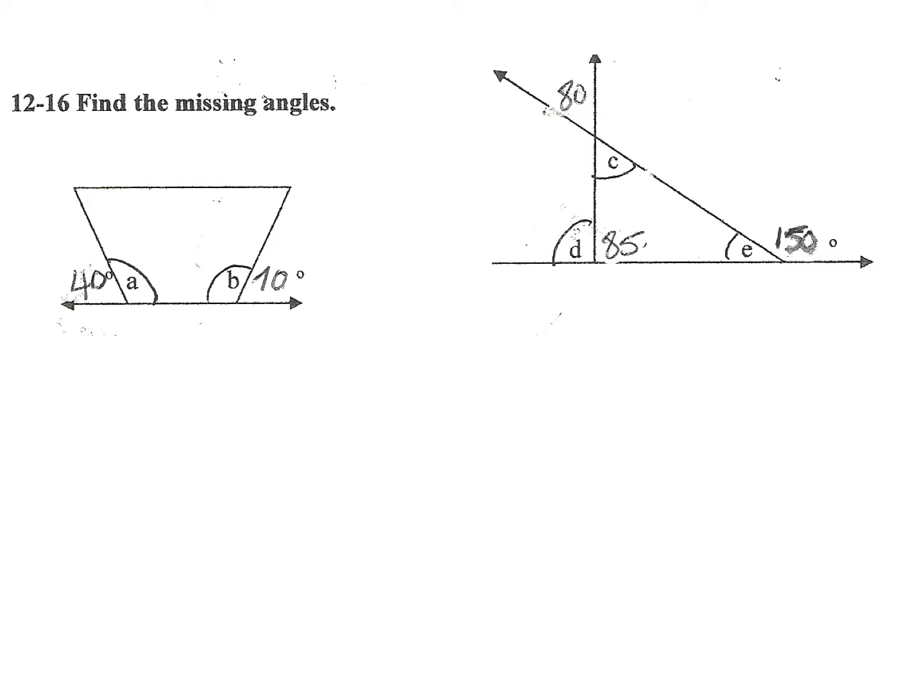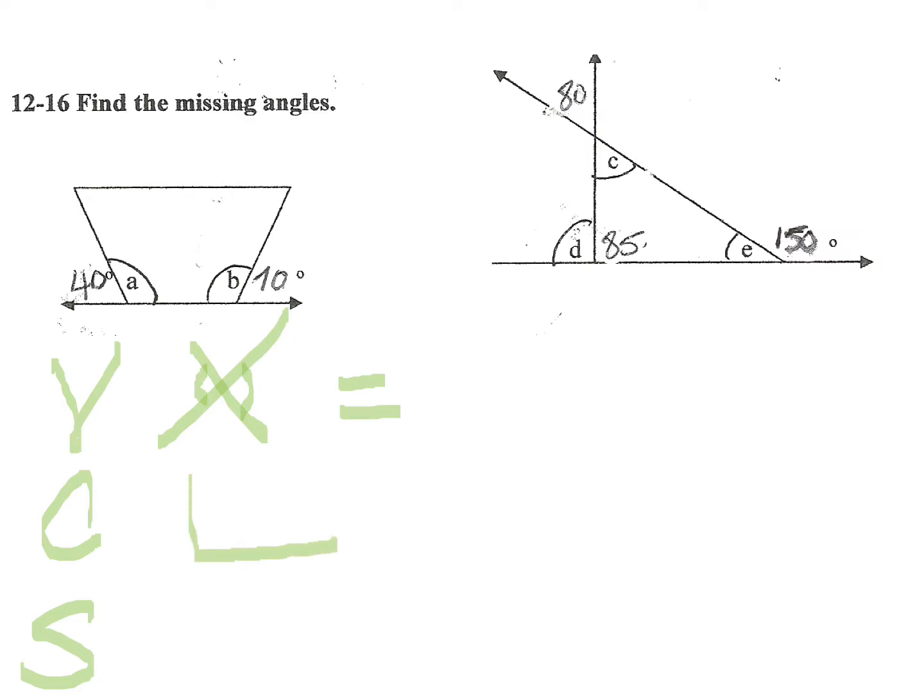All right, now we get into more relationship types here. So we start thinking, what kind of relationships do we have? Verticals, complementaries, supplementaries. Verticals make the X, they're opposite to each other, line across, and they're going to be equal to each other. Complementaries make a right angle box, but it's splitting that right angle into two pieces. They add up to equal 90 degrees.